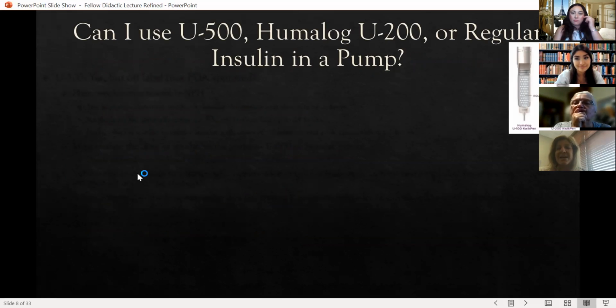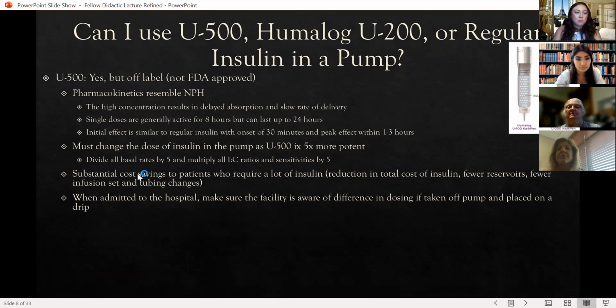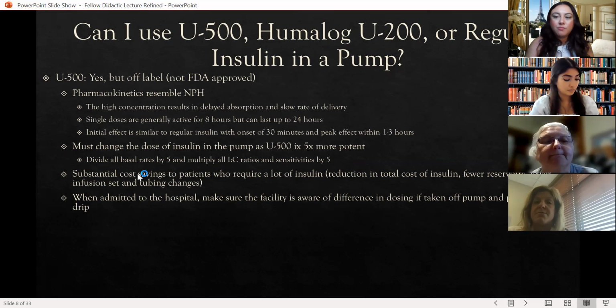There it is. I'm trying to remember my order here. Can I use U500, Humalog 200, or regular insulin in the pump? The answer is yes. Next part, just click it again and it'll go in. It is off-label. If you ever see someone on U500, they should be seeing an endocrinologist. I really don't think private practices or PCPs should be doing off-label U500 in their insulin pump, because they're just not going to have the frequency of doing it to understand and keep that accurate, but we actually can use it.